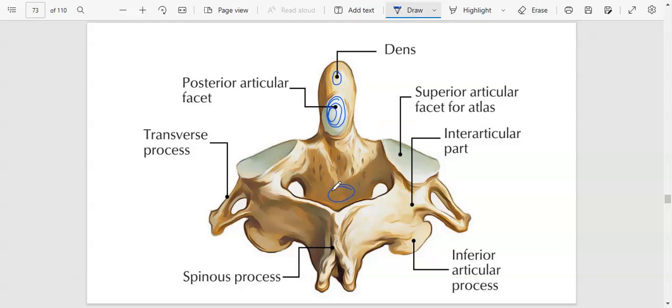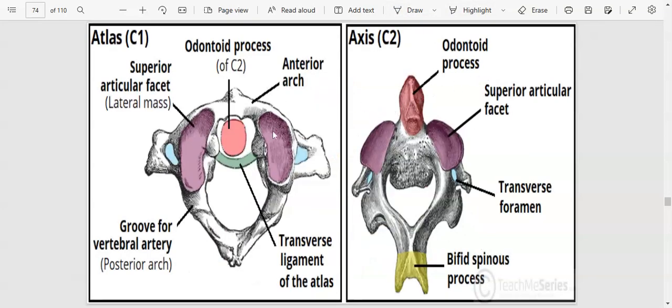So this opening here, this foramen, this is where the spinal cord is going to pass. Right, that's where the spinal cord gets to pass. So this is the atlas and the axis. Atlas, which is the first one, you have got the superior articular facet. This one, superior means up. So it articulates with the upper part. Also have this side, so that's the same. We also have the transverse ligament. A ligament is simply a connective tissue.